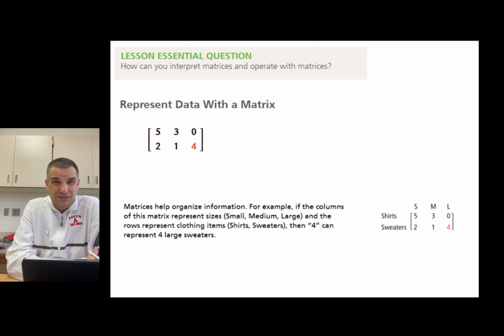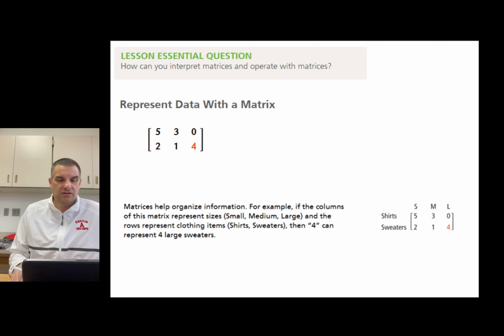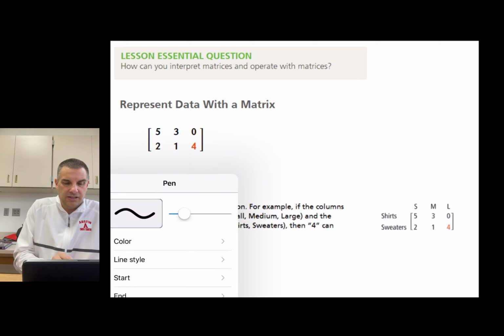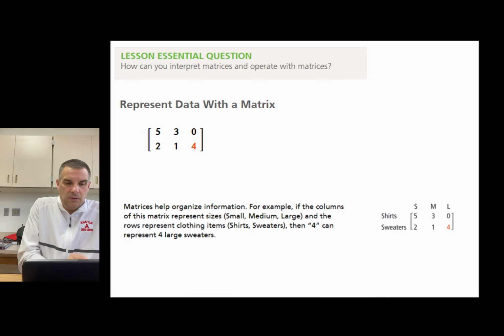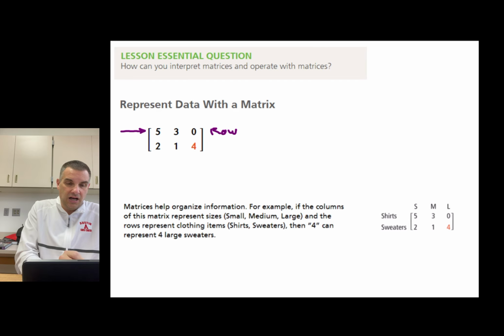So one of the things we've got to be able to do is identify the different pieces of each of the matrices and help us understand a little bit about what the matrices are. First and foremost, matrices are made up of rows and columns. Going this direction, these are the rows. That's a row. It's row 1 and row 2. When we go up and down, those are the columns. I'm not going to have enough room, but these are the columns.